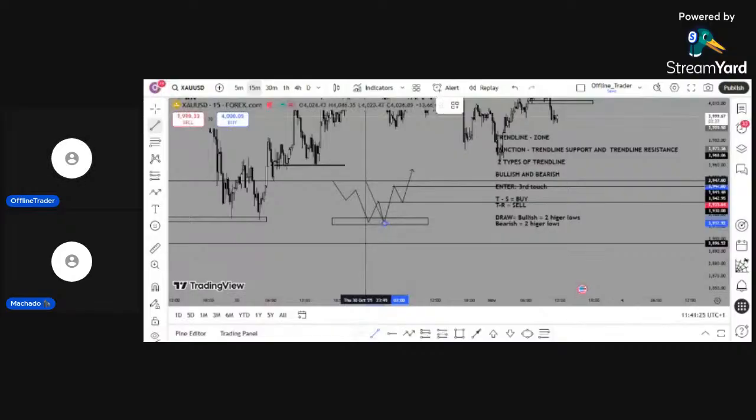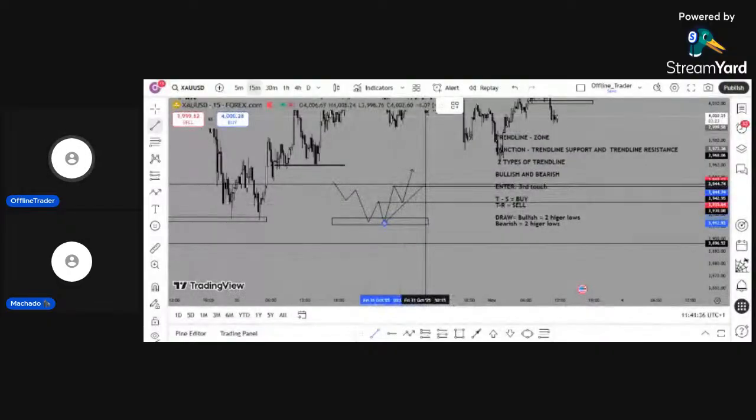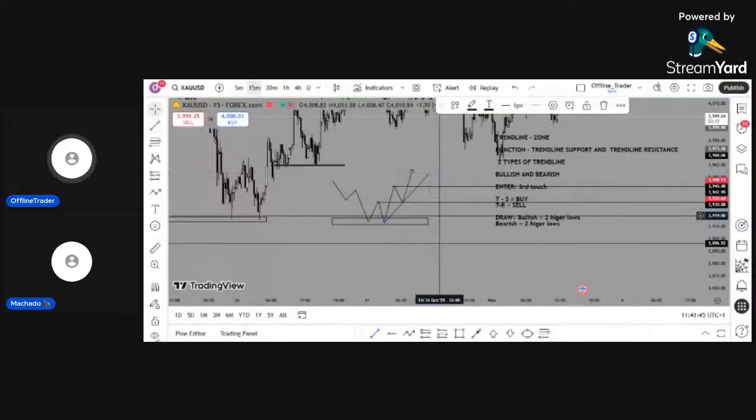Okay. This is the first low, and this is obviously the second low. But we need to extend it to pass the second low because you are looking to get the third touch. So that's how you do it. Hope you get it now.